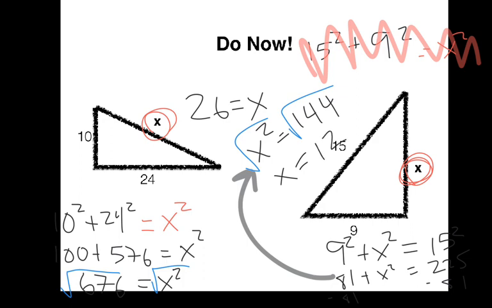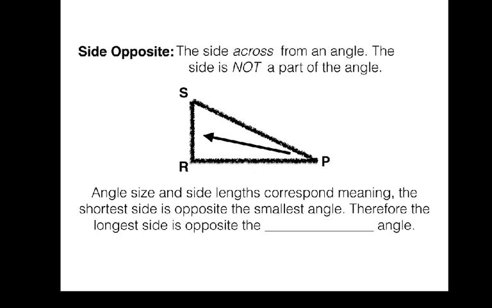Be careful. The opposite side I keep talking about is exactly what it sounds like. If I was looking at angle P, we would go across the way. It's the side across from the angle, just like this arrow is implying. And also notice that side SR is not a part of the actual angle P, whereas SP and RP are sides of the angle. SR doesn't really have anything to do with it.